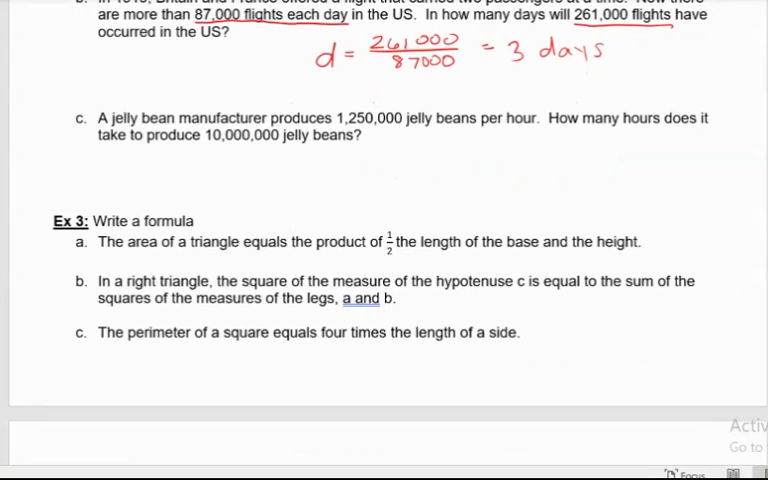Okay, a jelly bean manufacturer produces 1,250,000 jelly beans per hour. How many hours does it take to produce 10 million jelly beans? So this is like the flight problem. I'm going to do the same thing. The hours equals the total number of jelly beans divided by what can be produced every hour. And that gives me 8 hours.